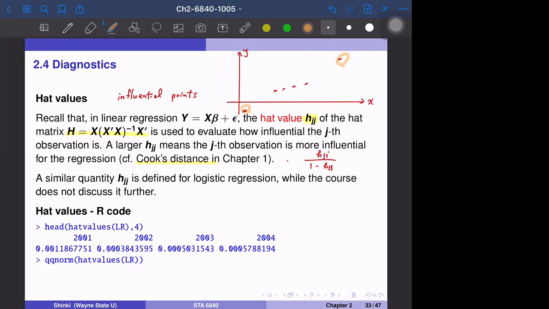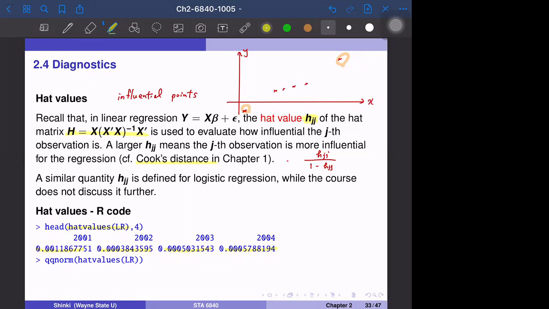In logistic regression, we can define a similar quantity, but with some adjustment. The adjustment is needed because logistic regression uses the inverse logit function as a link function. That affects it a little bit, but we can use h_jj to check. So in short, if we calculate the hat values for logistic regression, we can get them.